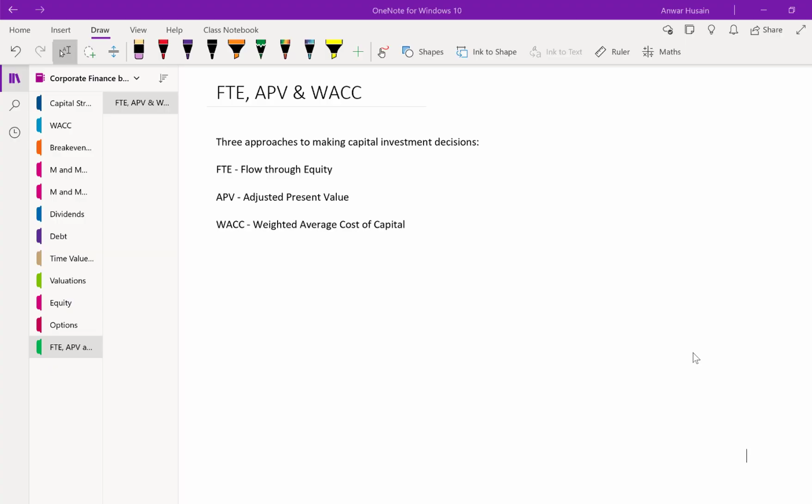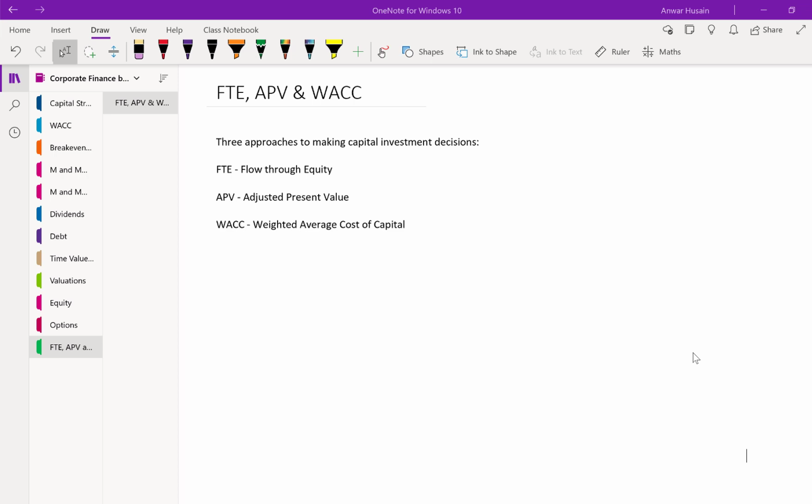Today I'm going to go through a couple of different evaluation approaches for capital expenditures. I did a series of videos on calculating net present value and the discounted cash flow, and that's probably the most commonly used approach. There are some textbooks that use different approaches called flow-through equity or adjusted present value. So I'm going to go through those today and give you an example.